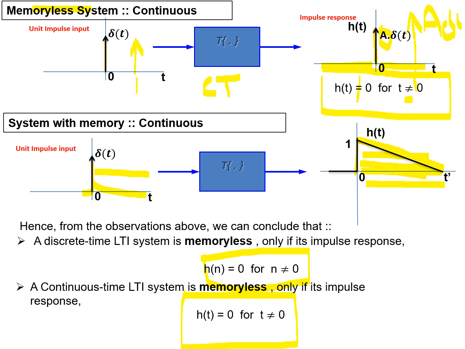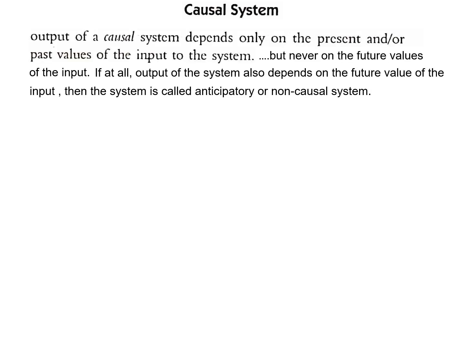Now let us go to the causal property, that is, how to identify a causal system. What is the definition of causality? Just go through the sentence. It is understandable. It is simply written. The output of a causal system depends only on the present or the past value of the input to the system, but never on the future values of the input. If at all the output of the system also depends on the future value of the input, then the system is said to be anticipatory or non-causal.